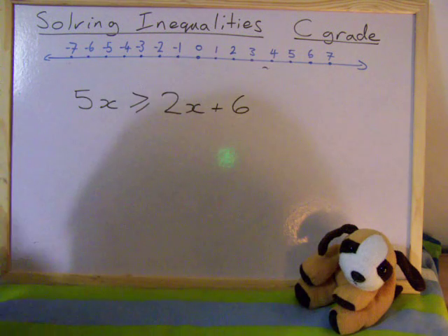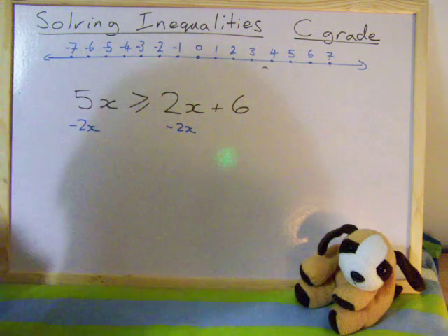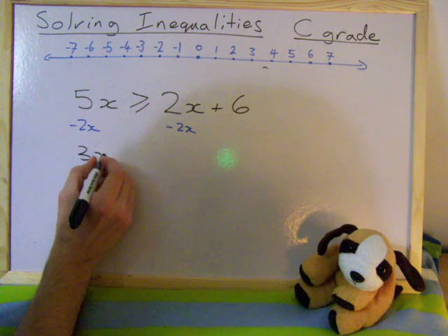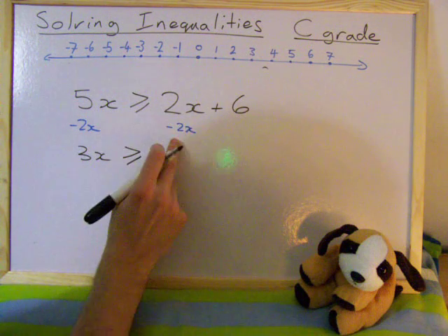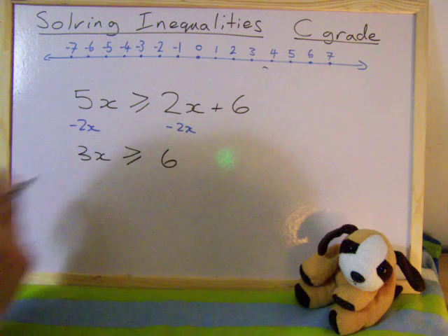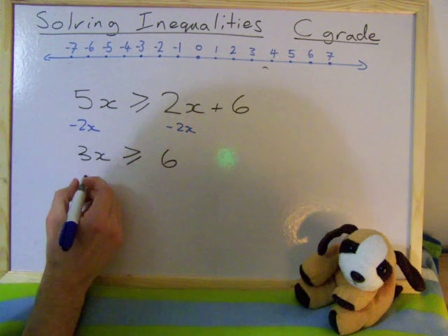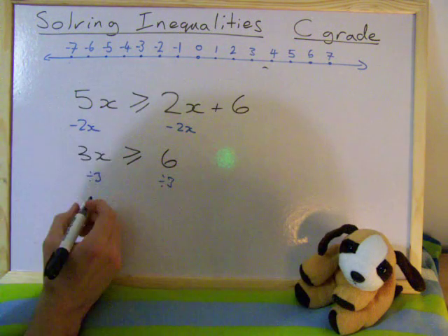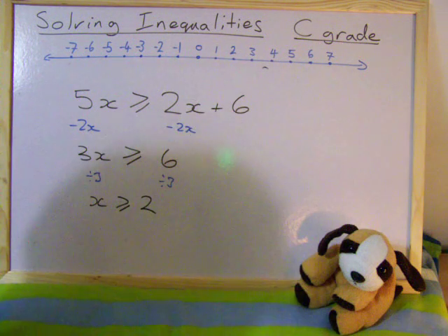So I'm going to do the same thing with the inequality. The rules still work. So I'm going to minus 2x from this side, minus 2x from that side. See what I've got left. 5x minus 2x is 3x, and that is still greater than or equal to. The 2x's cancel, there's nothing left there, and then I'm left with 6 on that side. So 3x is greater than or equal to 6. So now I'm going to divide both sides by 3, and so x is greater than or equal to 2.